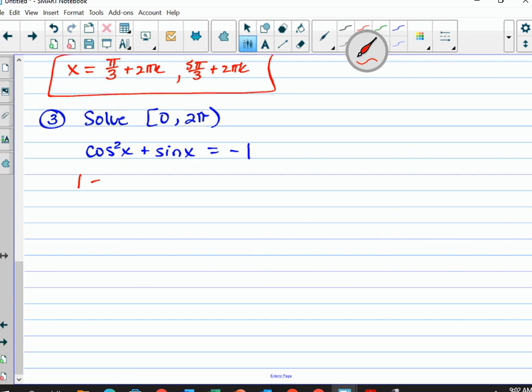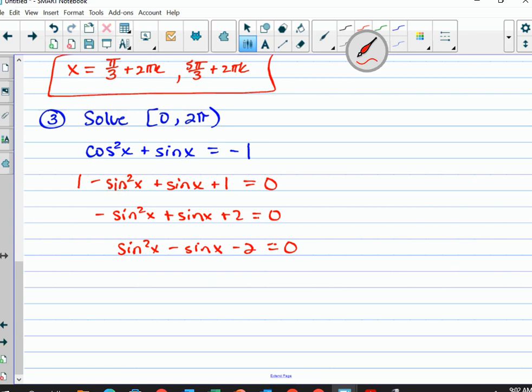Alright guys, cosine squared is really 1 minus sine squared, right? Plus sine, and I'm going to go ahead and bring over this 1. Okay, so I've got negative sine squared plus sine plus 2. I don't like factoring when the leading coefficient is negative. I just don't, so make it not be negative. You can do that. Because then I'll just be negative 1 equals 0, which is true. Just like I figured it out.